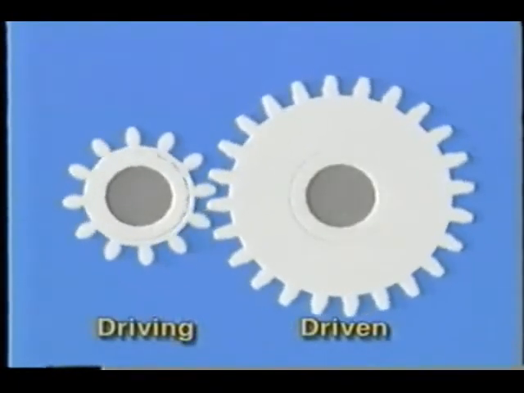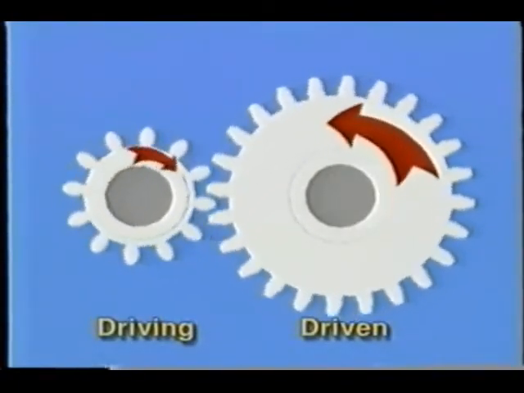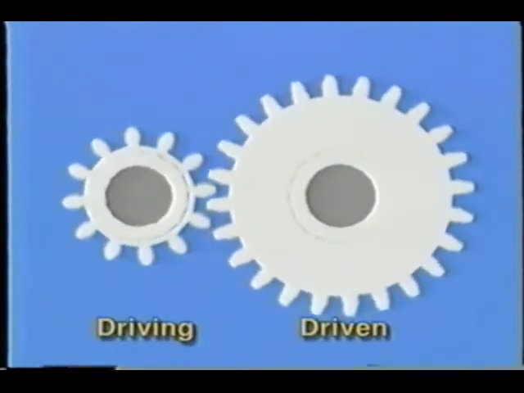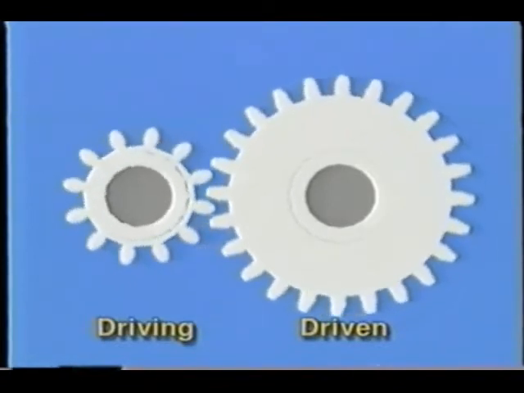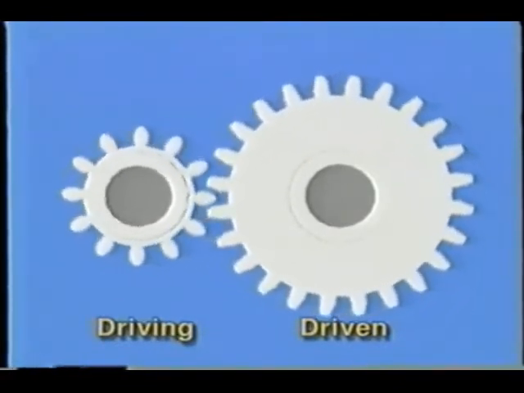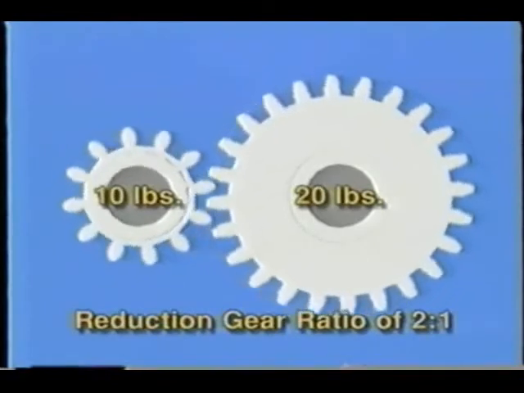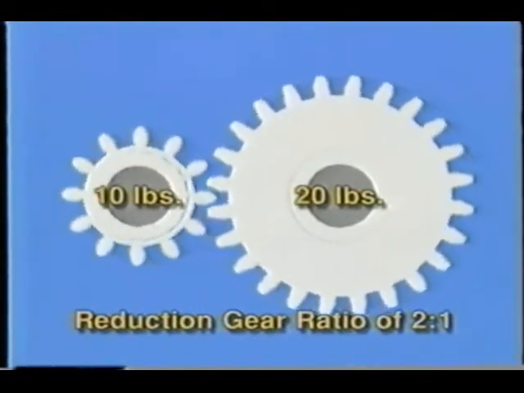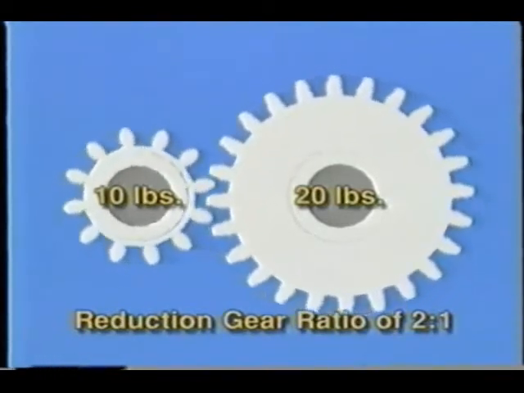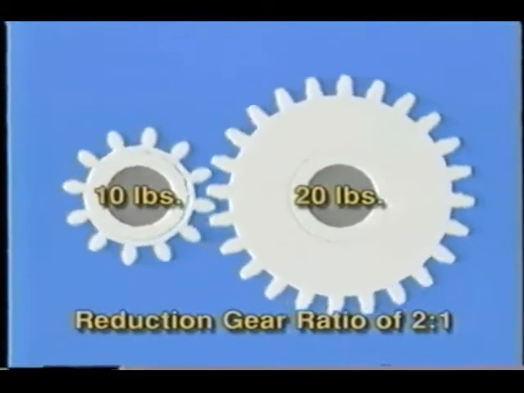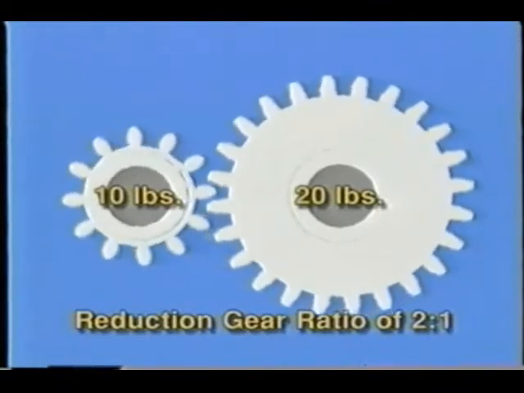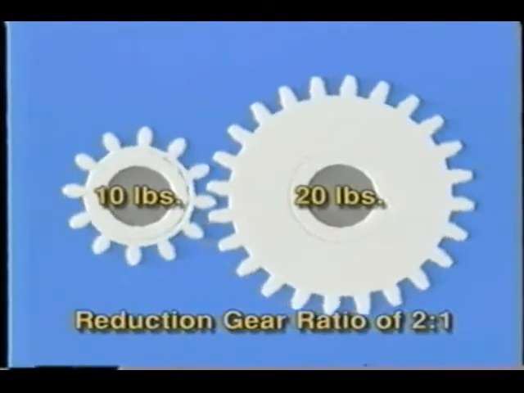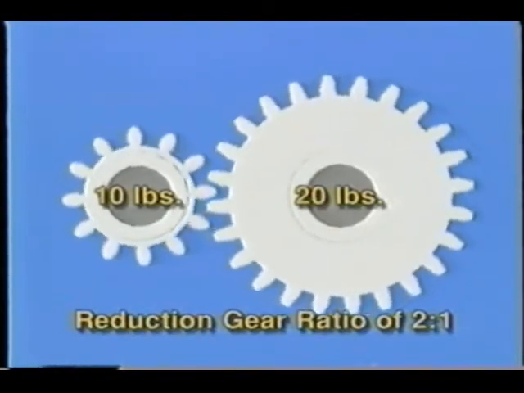However, if we take a smaller diameter gear, for example with 12 teeth, and have it drive a larger gear with 24 teeth, the driving gear rotates twice for each rotation of the driven gear. If the 12-tooth driving gear is turned with 10 pounds of torque, it rotates twice for every rotation of the 24-tooth driven gear. It exerts 10 pounds of torque twice. This multiplies the driven gear torque to 20 pounds. This is a reduction gear ratio of 2-to-1.